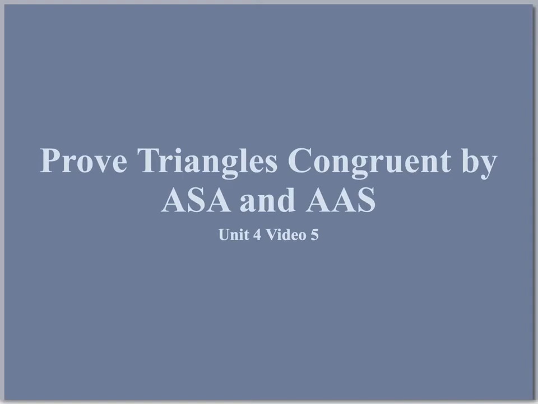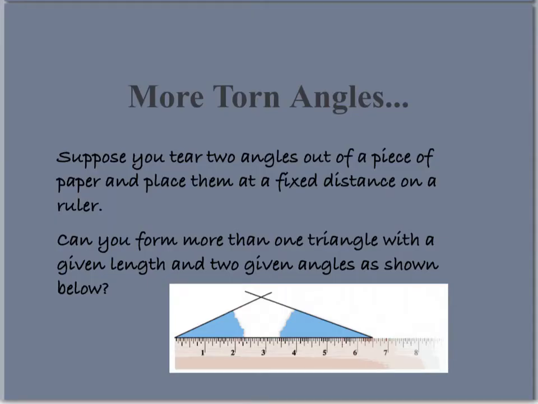Let's get started. Let's remember that activity that we did in class where we tore some corners off of a triangle. We're going to do something similar again. Suppose you tear two angles out of a piece of paper and place them at a fixed distance on a ruler. Can you form more than one triangle with a given length and two given angles as shown below?